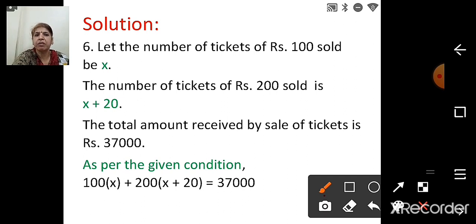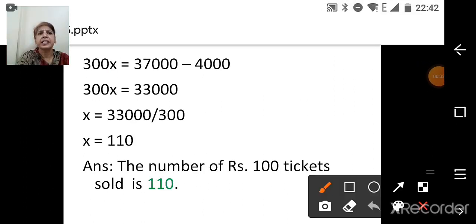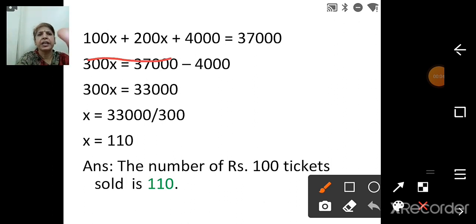Then, by the BODMAS rule, we will open the bracket. 100 into X is 100X. Then 200 multiplied first with X gives 200X, plus 200 into 20, which is 4,000, is equal to 37,000. So 100X plus 200X plus 4,000 is equal to 37,000. Now 100X plus 200X are on the same side of the equality. We will add them: 300X is equal to 37,000.